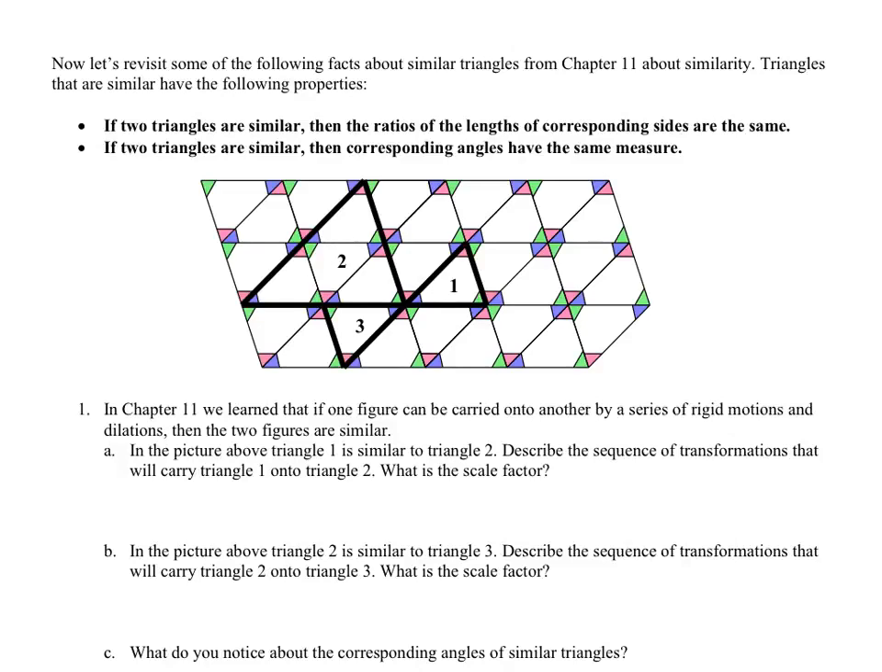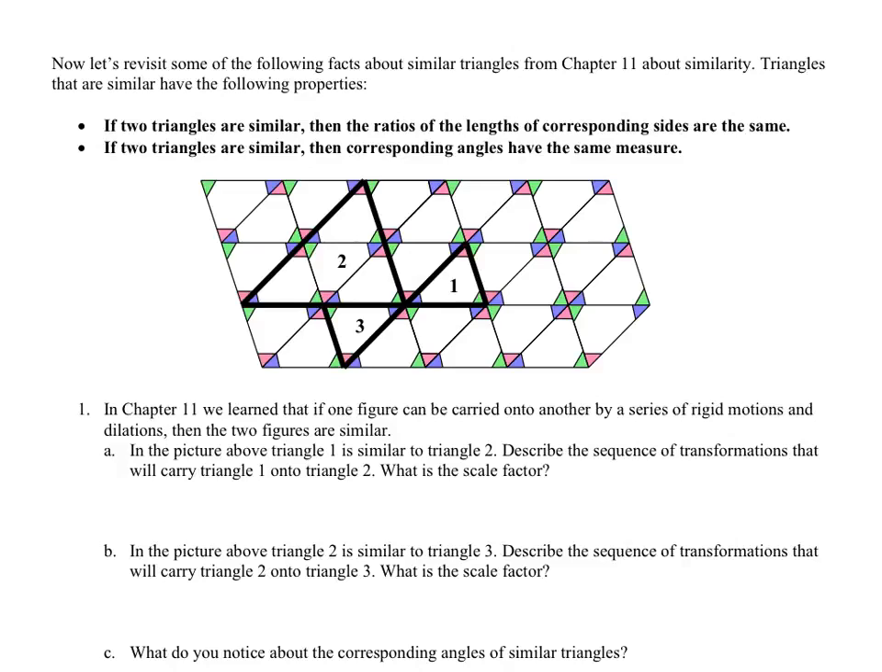In Chapter 11, we learned that if one figure can be carried onto another by a series of rigid motions and dilations, then the two figures are similar. In the picture above, triangle 1 is similar to triangle 2. Describe the sequence of transformations that will carry triangle 1 onto triangle 2. And what is the scale factor?